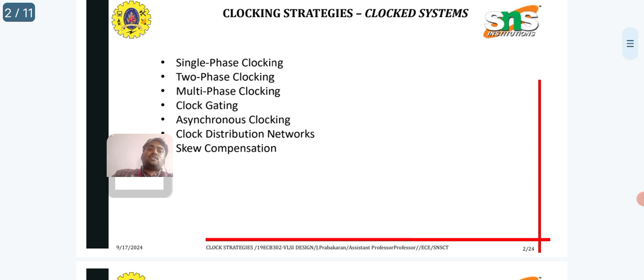The advantages of two-phase clocking are that it reduces the effect of clock skew since the two clocks are distributed differently, and it allows for better control of the timing of various components.